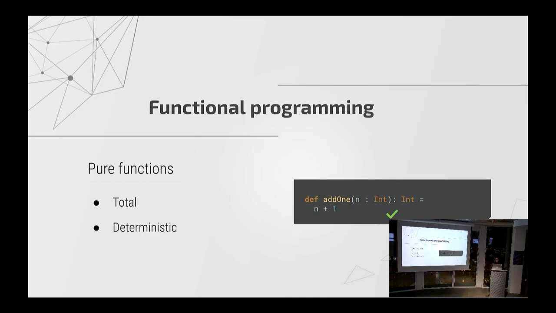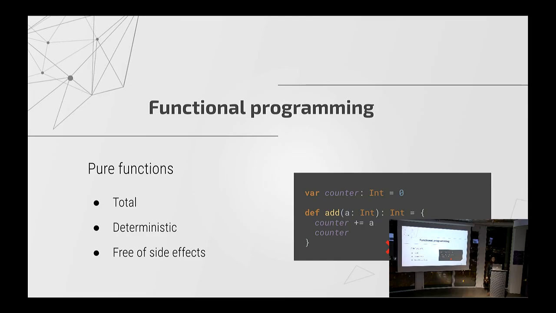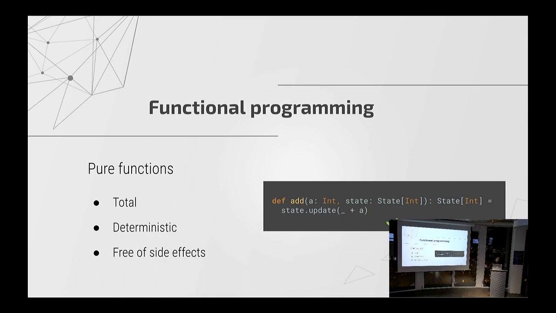And the final property is that your function should be free of side effects, which means that you should compute your output only using the input of your function. But here, for example, you are interacting with the outside of your function using the counter that is defined outside of your function. This is a side effect. To make it free of side effects, you can specify what you will use as an input in order to build your output using these inputs.